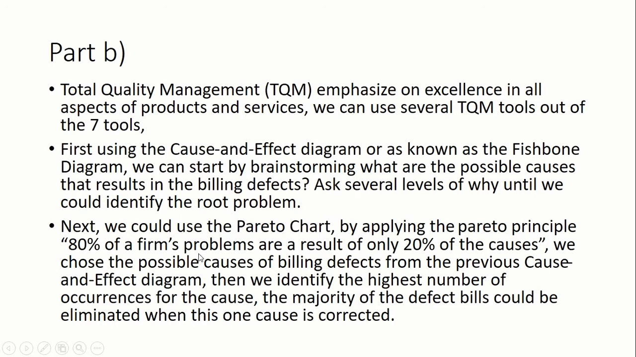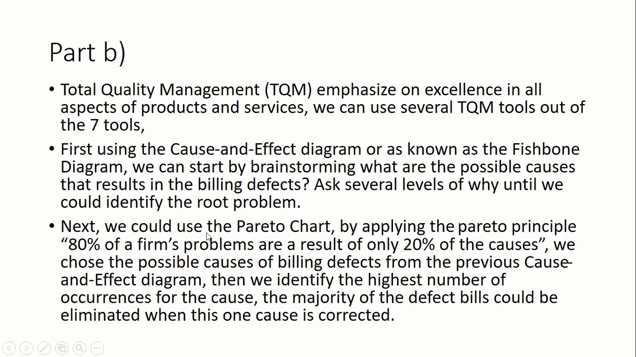For part B, total quality management emphasizes excellence in all aspects of products and services. We can use several TQM tools out of the 7 tools. First, using the cause and effect diagram, also known as the fishbone diagram, we can start by brainstorming the possible causes that result in the billing defects. We put the causes in the bones, and the head of the fish is the problem, and we can ask several levels of why until we can identify the root problem.